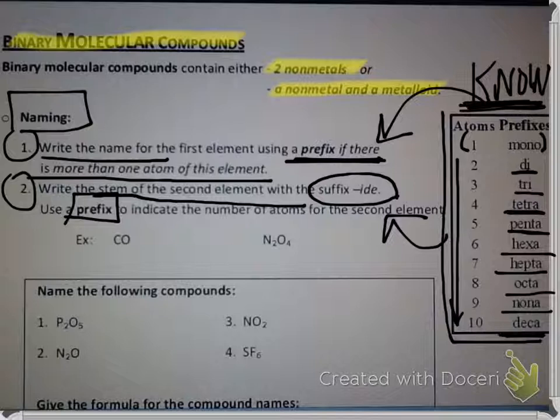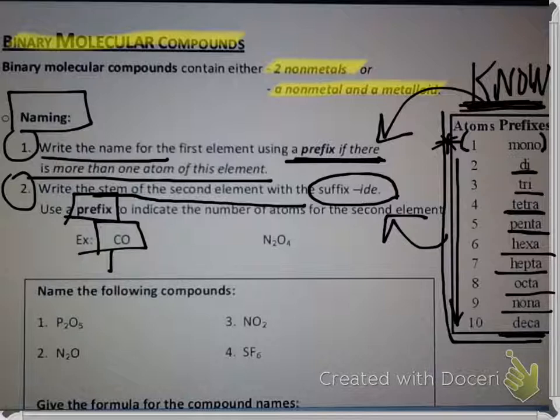So even if you have 1 of the second atom, you're going to use the prefix for 1. So let's look at an example. The first example we have here is the compound CO. You're not going to call it CO though, because you're going to know the name of the compound when you read it. But notice we have a carbon and we have an oxygen. If you look on the periodic table, those are both right of that staircase, so they're both nonmetals. This is a binary molecular compound. So we're going to name it using prefixes.